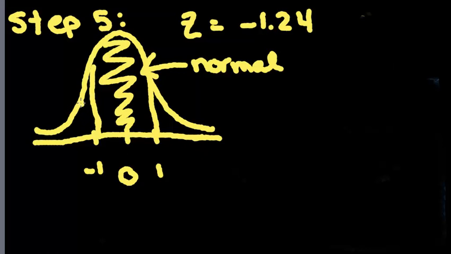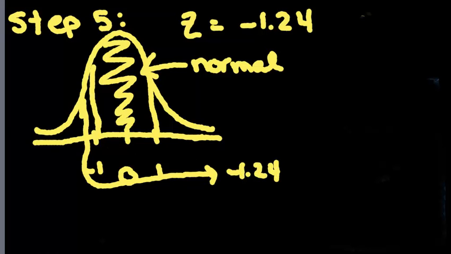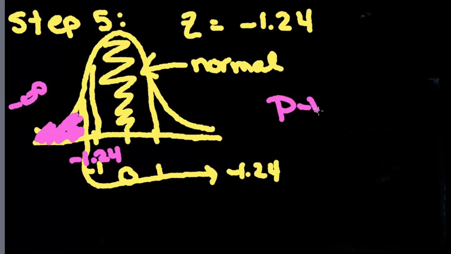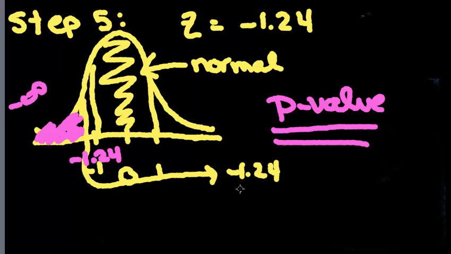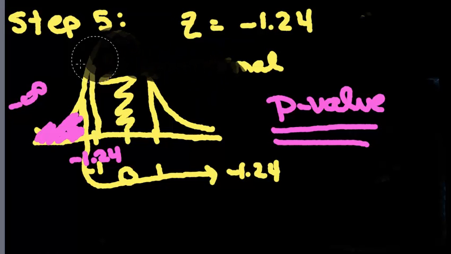So I am actually, it's probably a little closer there, right here at negative 1.24. So I want to calculate the area here, the area from negative infinity up to negative 1.24. And that is going to tell me my p-value. And my p-value is going to tell me my decision about the results of this hypothesis test. So step 5 is to calculate this p-value. So we're going to continue step 5 on the next page to give me a little bit more room to calculate this.